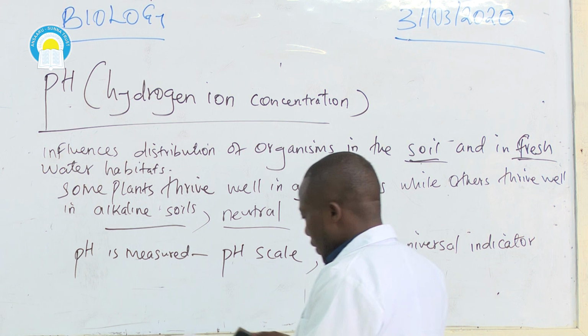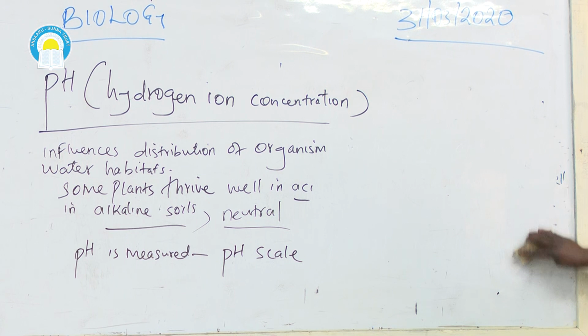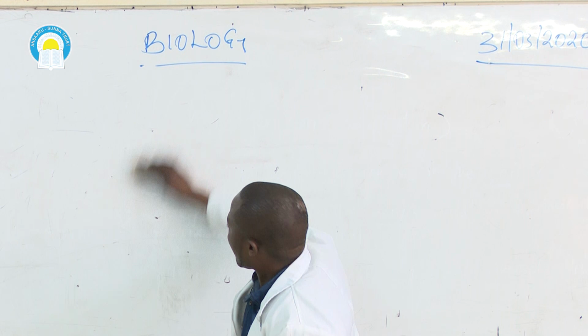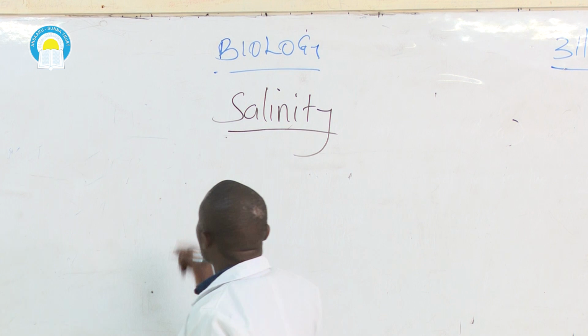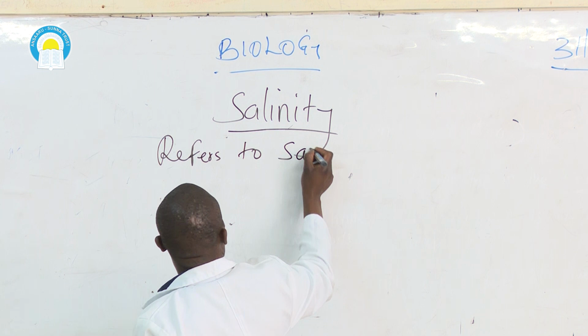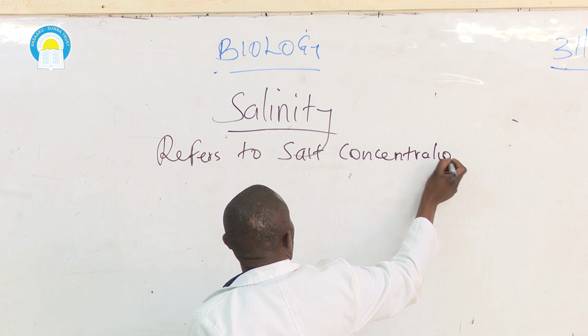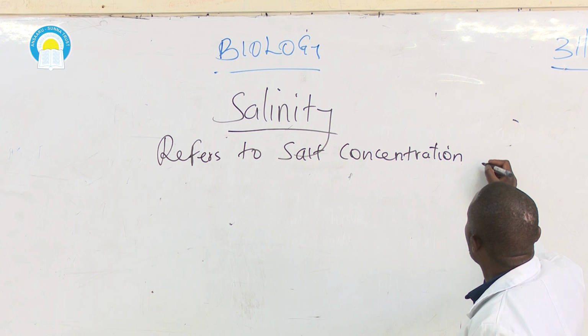Then the last abiotic factor is salinity. Salinity refers to salt concentration in water, in water bodies.